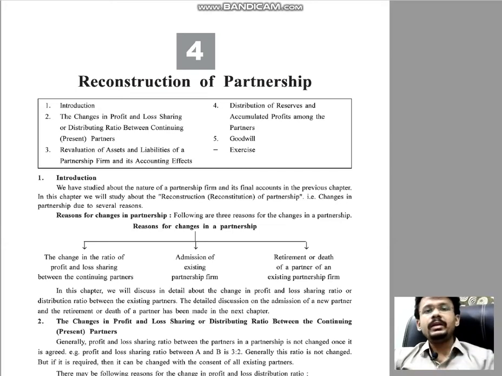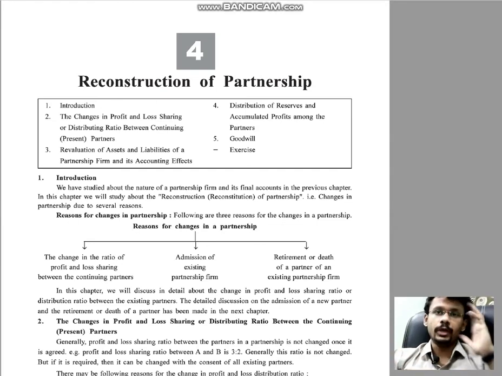In chapter 3 we learned about goodwill, how goodwill has an impact in a partnership. We learned four methods: average, weighted average, capitalization of profit basis, and the fourth one was super profit basis method. Now moving on further, which is important and will be useful in all the forthcoming chapters of partnership. Your first part is entirely partnership, I told you in the first video also.